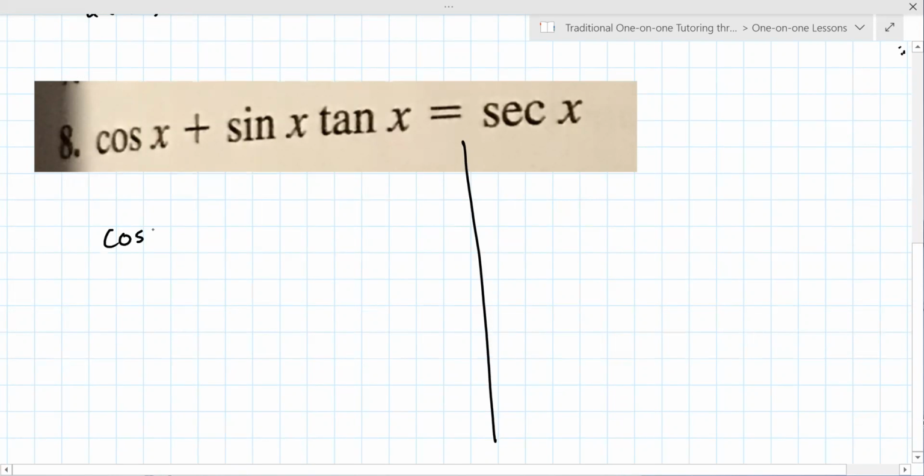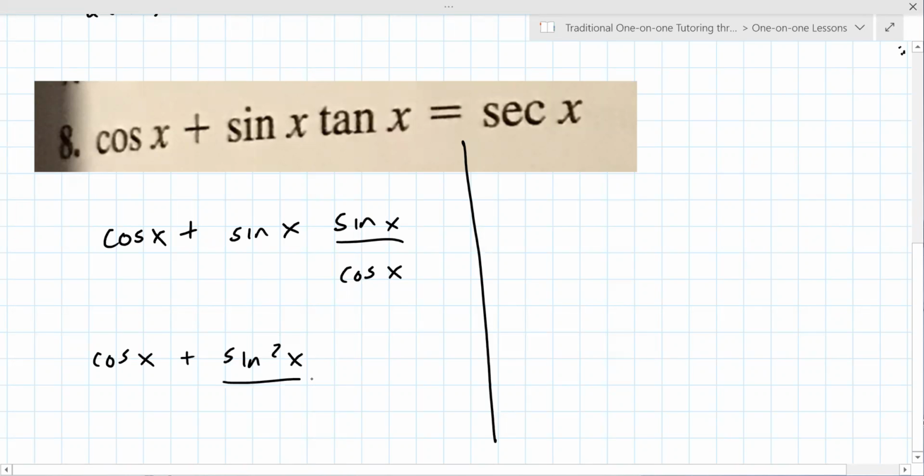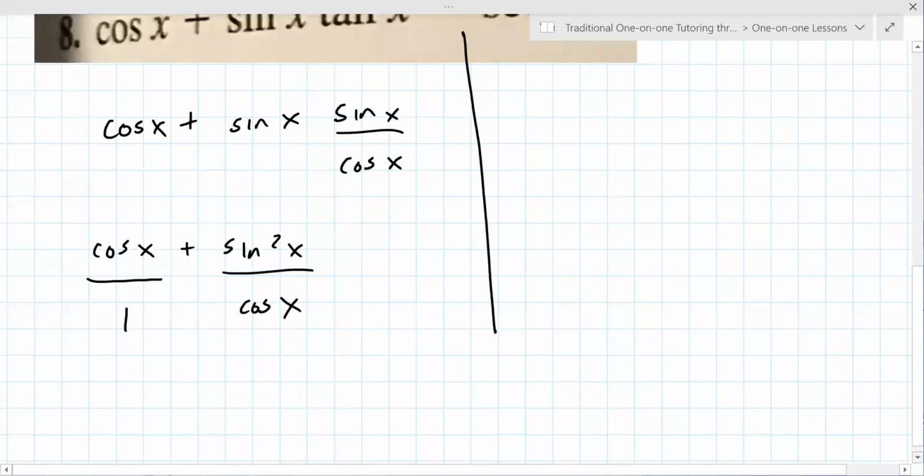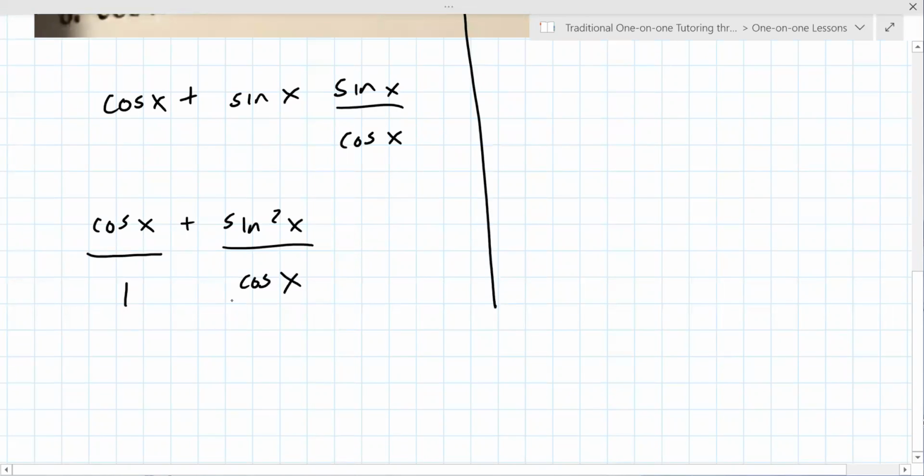So we're going to just transition everything into sine and cosine. So tangent is sine x over cosine x. Sometimes things get worse before they get better here. Like on the left side here, it becomes sine squared x over cosine x. And on the other one, it's over 1. We really want to make this a common denominator. What would the common denominator be?